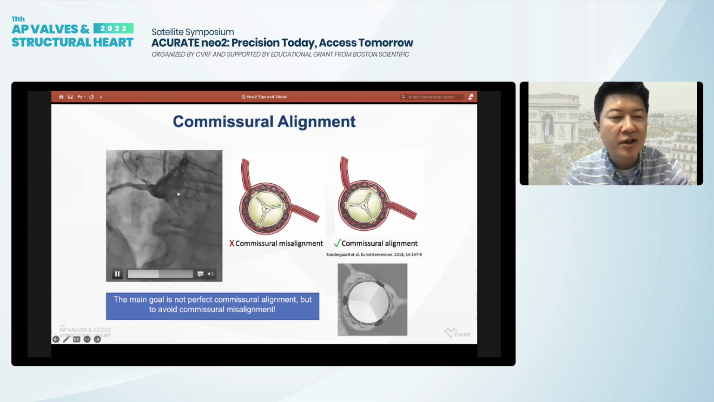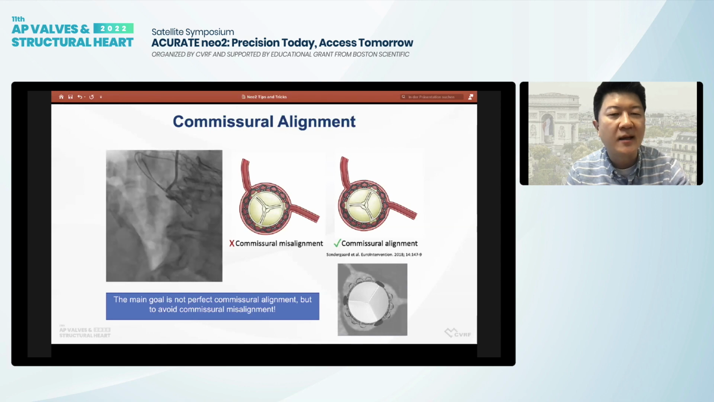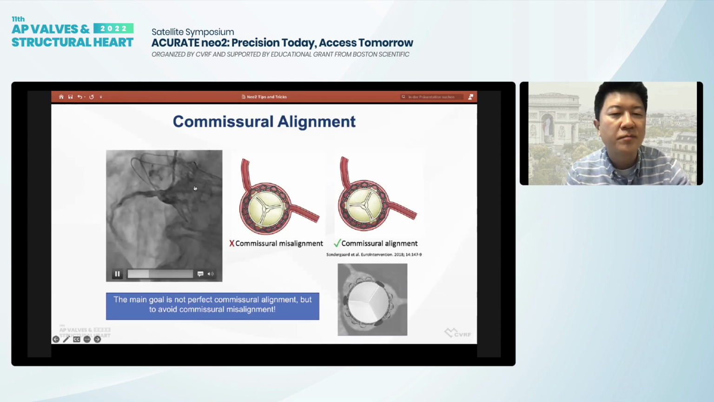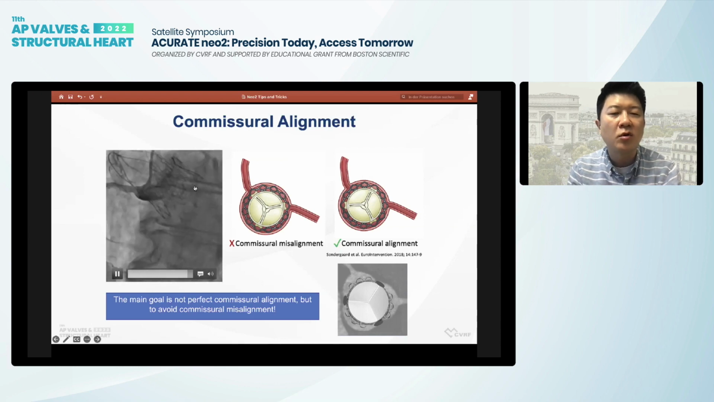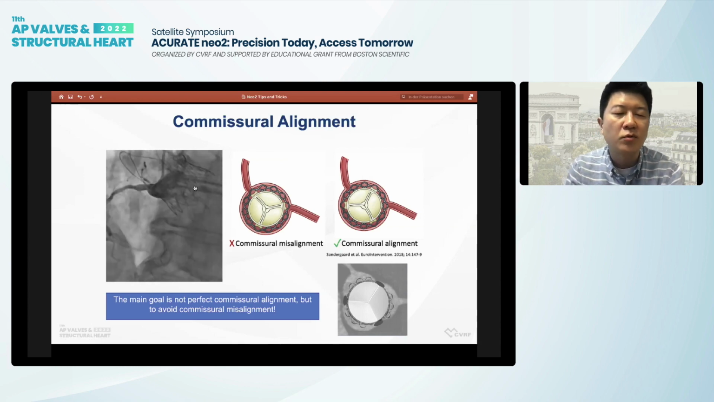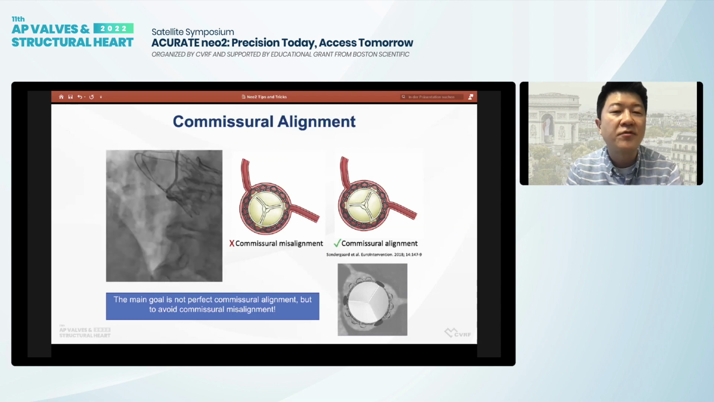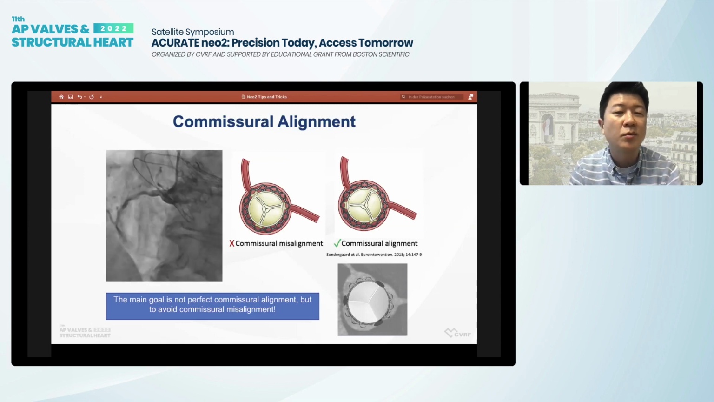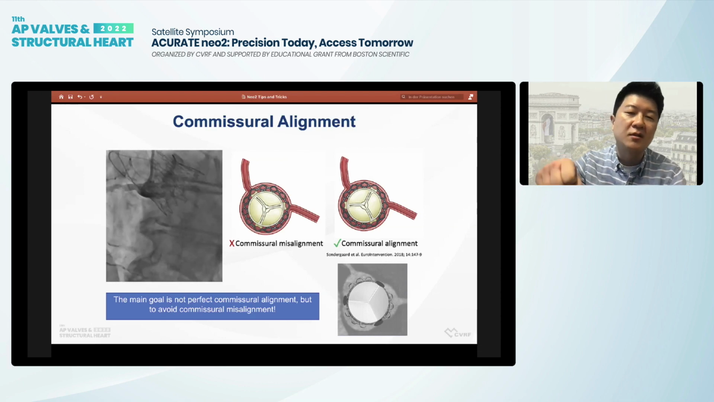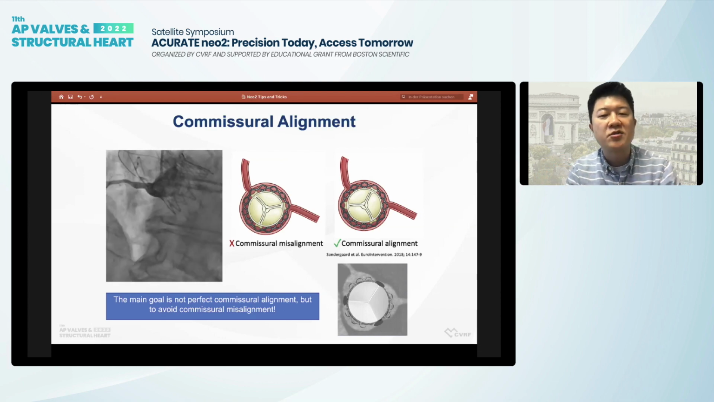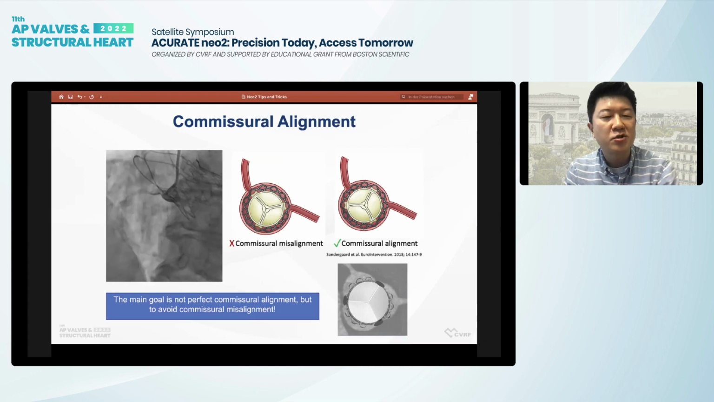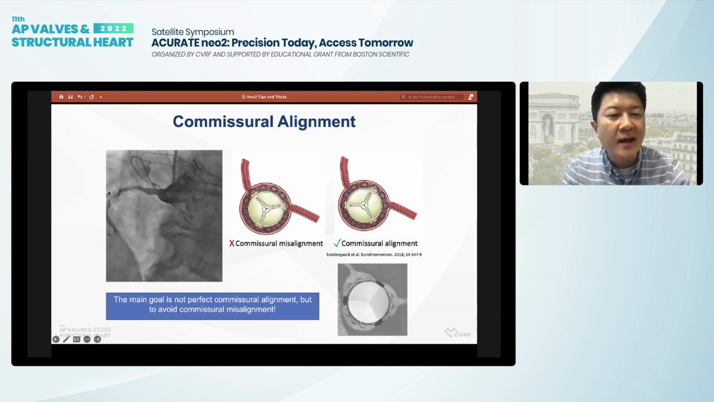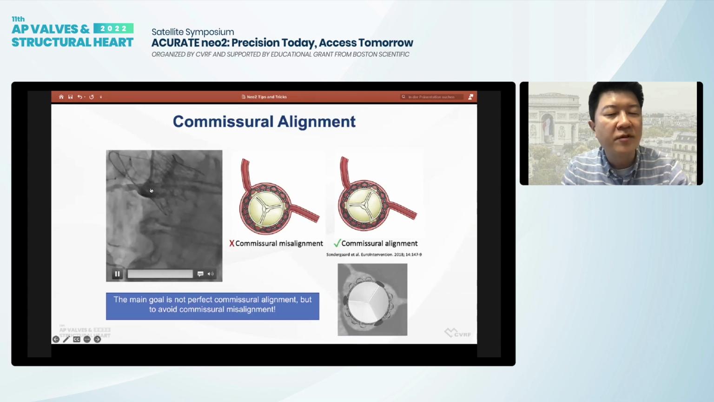In the initial presentation I showed you an ACURATE TA, and this is an ACURATE TA valve. It was implanted transapically a few years ago, and actually Thomas Walter, if you recall, 10-12 years ago already was talking about commissural alignment. At that time nobody was interested, and from the transapical axis it's actually very easy to achieve commissural alignment. In this case it was not employed, and this patient came back with inferior STEMI.